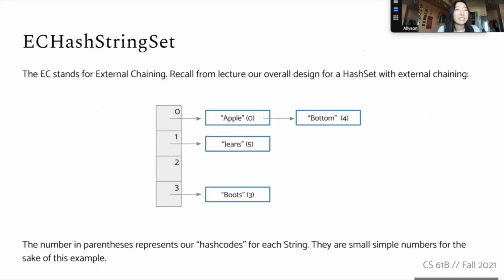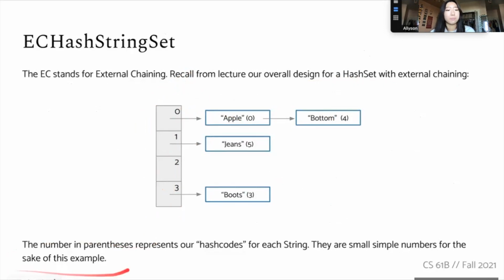Now we're going to talk about ECHashStringSet. And so EC here stands for external chaining, right? And recall from lecture our overall design for a hash set with external chaining. Basically, we have some structure that contains buckets, right? So we have 4 buckets here, index 0 to 3. And then we have at each bucket some other external chain, right? A list with the actual elements in the hash set themselves.